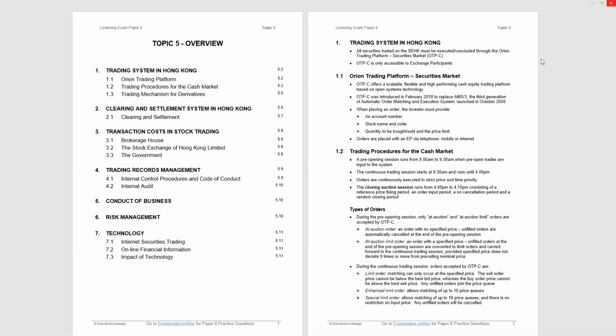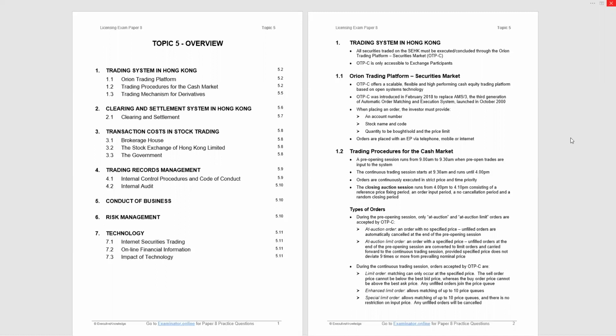Now we have some notes on the trading platform. When placing an order, you must provide an account number, stock name and code, quantity to be bought or sold, and the price limit. And we're told the orders are placed by telephone, mobile, or internet.